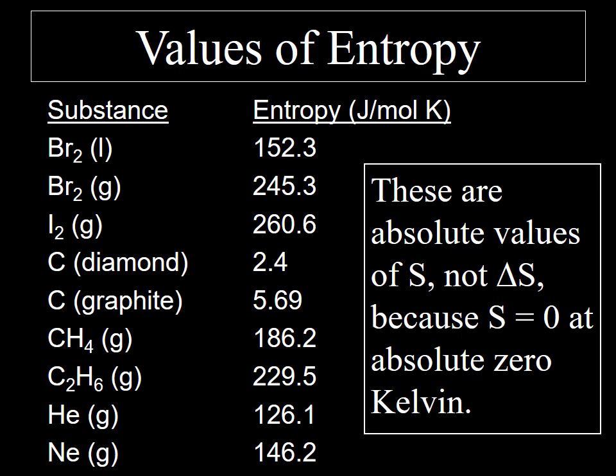So looking at these values of entropy, I gave these to you in the last lesson as well. These are absolute values. Notice it doesn't say delta S, it just says S. It's just S, entropy. It's not a delta because there is an absolute zero. So we don't need the delta.